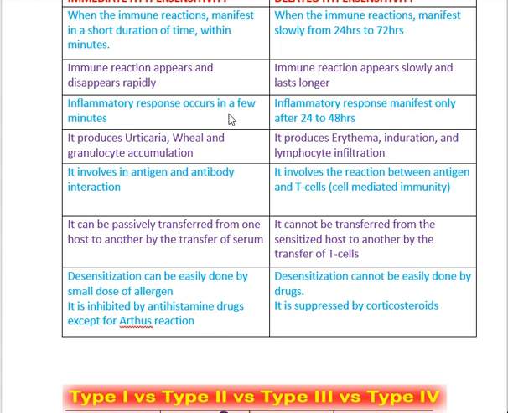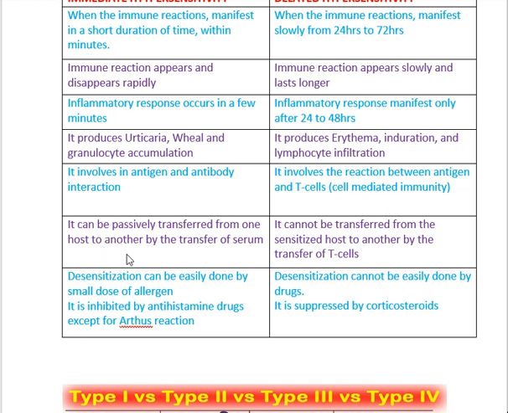Then the inflammatory response occurs in a few minutes. That means you are going to see the swelling and all those things. But in the delayed type, the inflammatory response manifests only after 24 to 48 hours. The immediate type produces urticaria, wheal and granulocyte accumulation, whereas the delayed type produces erythema, induration and lymphocyte infiltration. Then the immediate type hypersensitivity involves antigen and antibody interaction, but the delayed type involves a reaction between the antigen and T cells. So we can consider this as cell mediated.